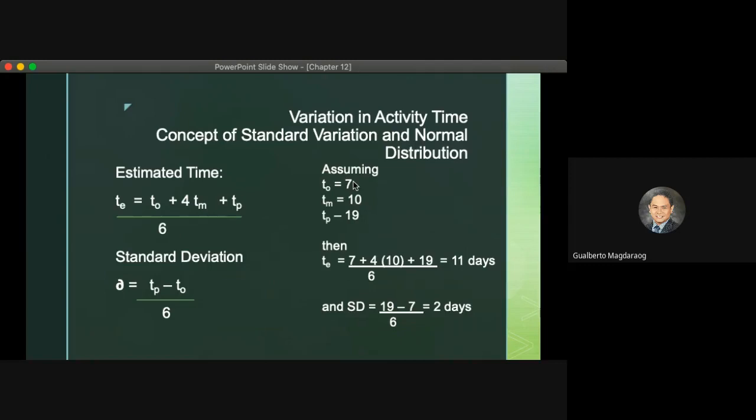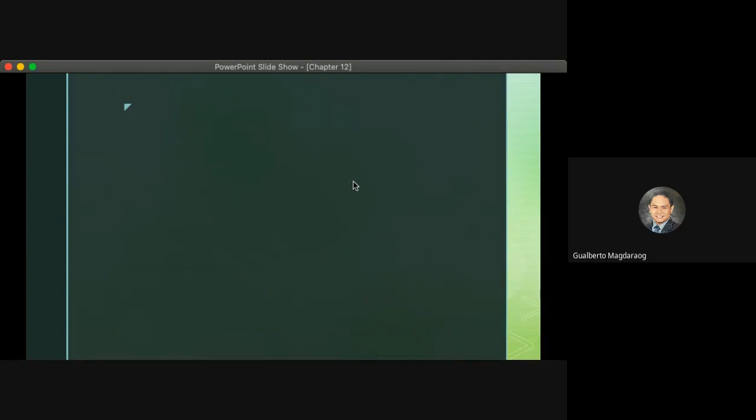Okay? One standard deviation is equivalent to 2 days. So plus and minus one standard deviation from the mean, or from the 11 days, equals 9 and 13 days. So within 9 to 13 days, we can finish the project with a 68% chance. And how were we able to determine that 68%? Well, by the use of the normal distribution.